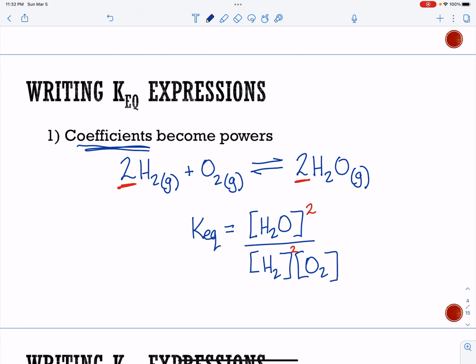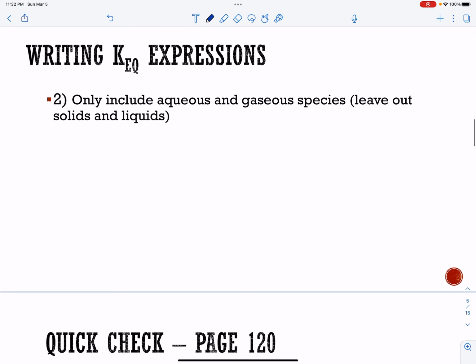So that's the first rule for writing KEQ expressions. We've got one more rule that we're going to work with here. The second rule states that only aqueous and gaseous species are going to be used in the KEQ expression. And that's because solids and liquids have a constant concentration. So that concentration doesn't change at all throughout the equation.